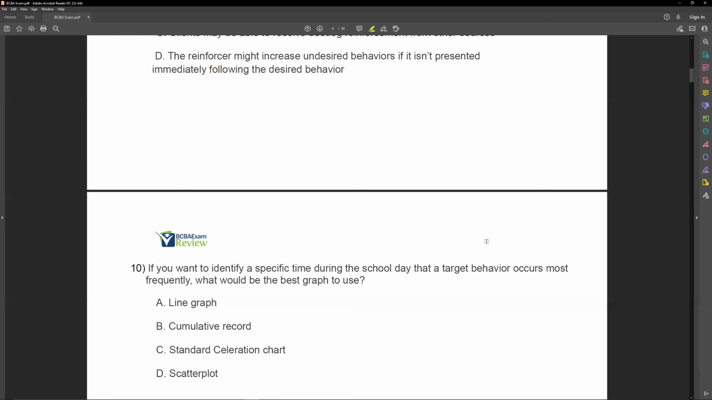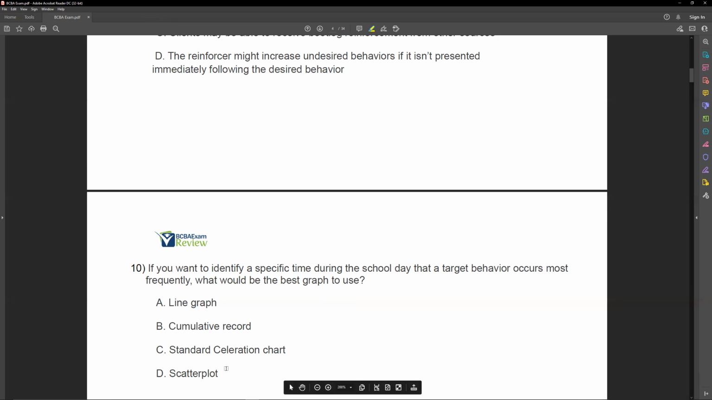What about a cumulative record? Well, a cumulative record is going to just keep going up, increase, okay? That's not going to tell us anything about what time of day this behavior is occurring. What about a standard acceleration chart? Well, standard acceleration chart is for what? Precision teaching and fluency. Again, not what we're looking for. That leaves us with D, our scatter plot, okay?